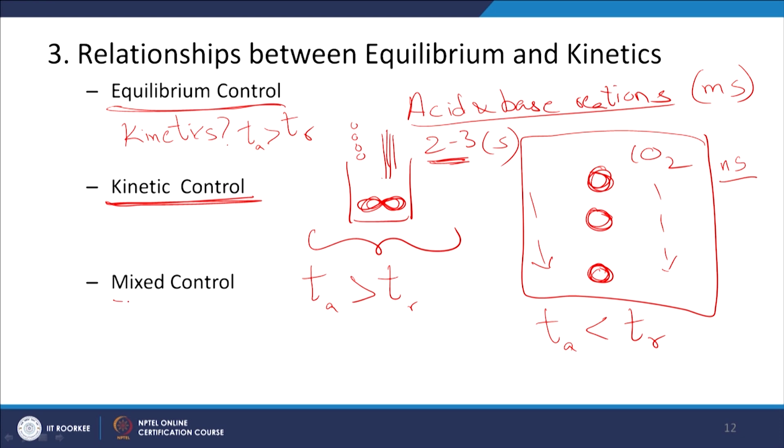And then obviously you will always have mixed control when more or less the time available is in the same order as the characteristic time of the reaction. Anyway, let us look at what we have next, please. And examples, we already covered that, so we are not going to go through that again.